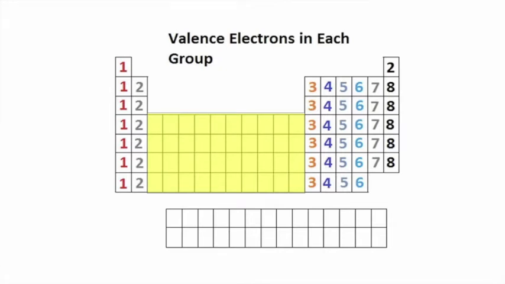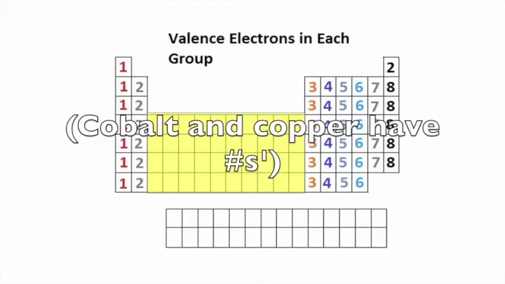Now, if we're talking about the outer shell, most transition metals have 2 valence electrons, since their outermost energy level tends to have an electron configuration of whatever the row is, s2. Now, the exceptions are chromium and copper, which have an s1 configuration in the outer shell.